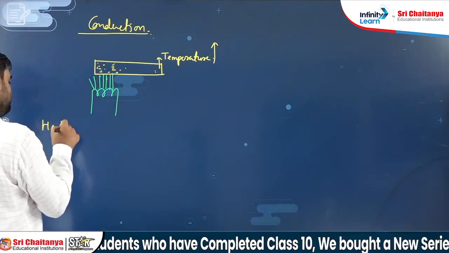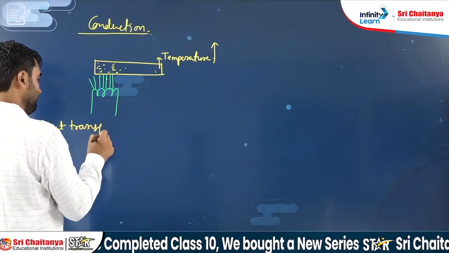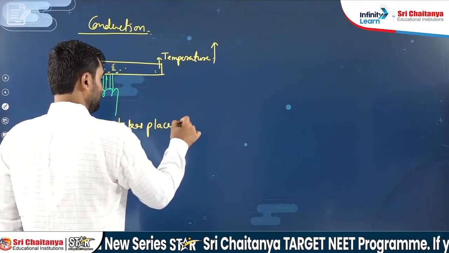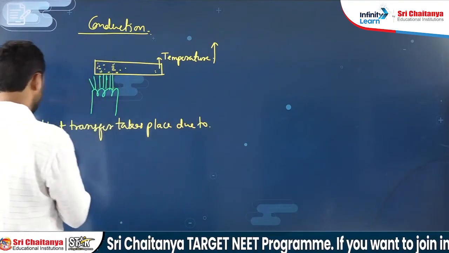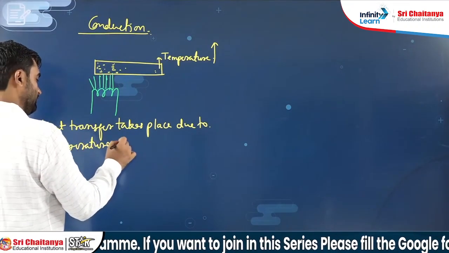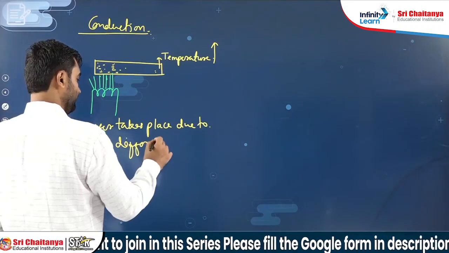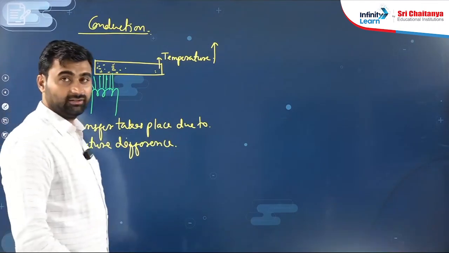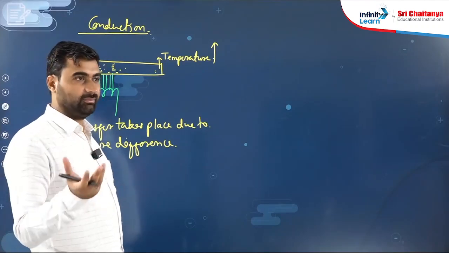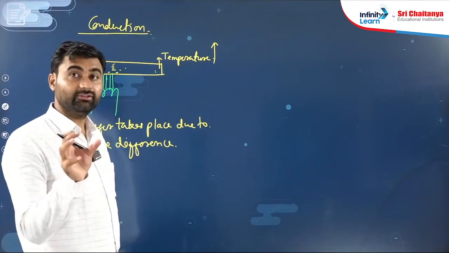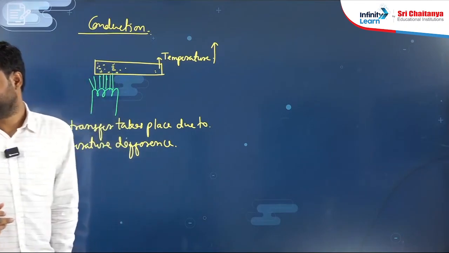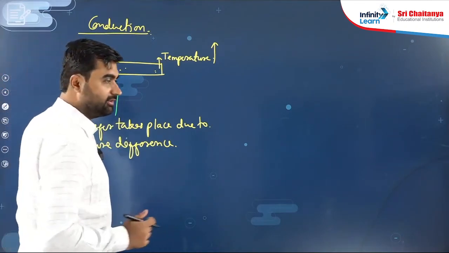So heat transfer takes place due to temperature difference. Okay. Now how much heat transfer takes place? We can measure heat, you know heat unit is joule. Okay, so how much heat transfer takes place? So a formula is there, we have to remember this formula. So what is it? Understand.